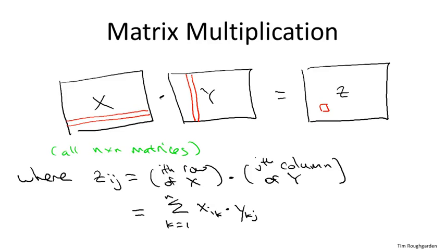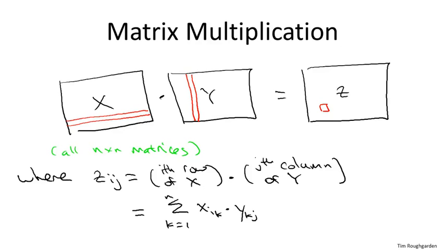So ultimately, the Zij entry boils down to a sum over n things, where each of the constituent products is just the Xik entry, the ik entry of the matrix X, with the kj entry of the matrix Y, where k is ranging from 1 to n. So that's how Zij is defined for a given pair of indices i and j.